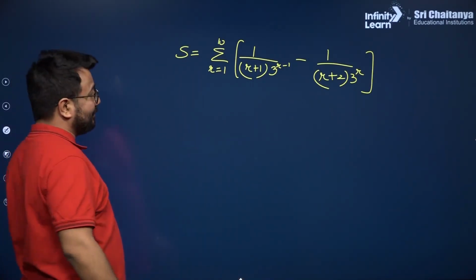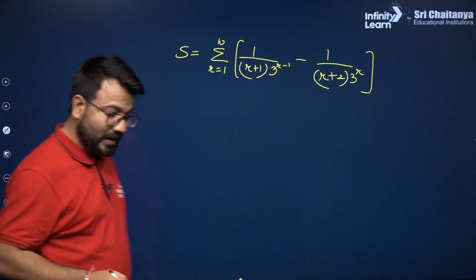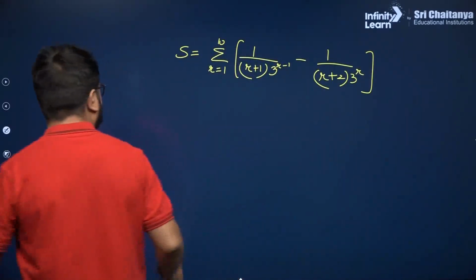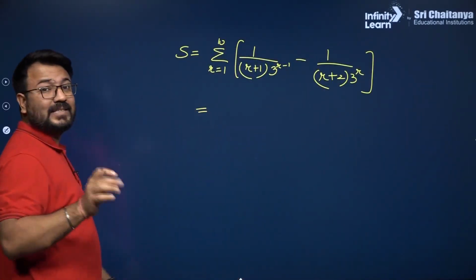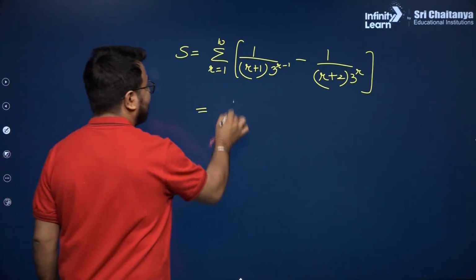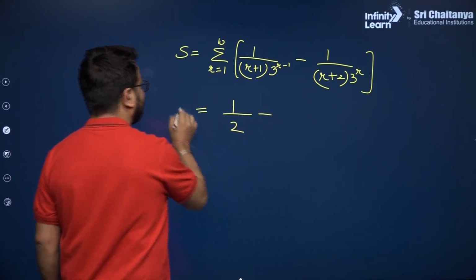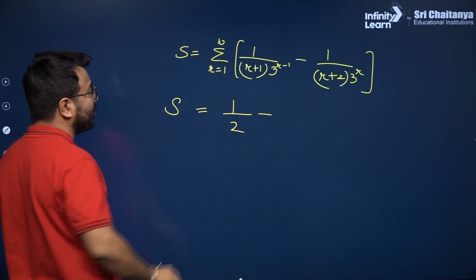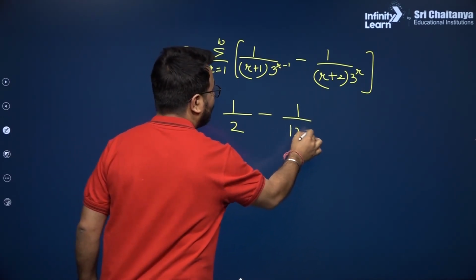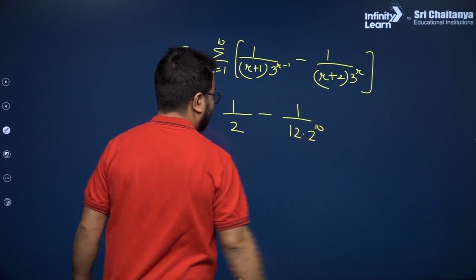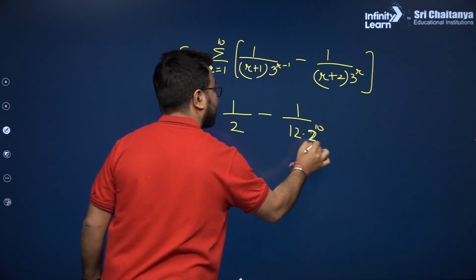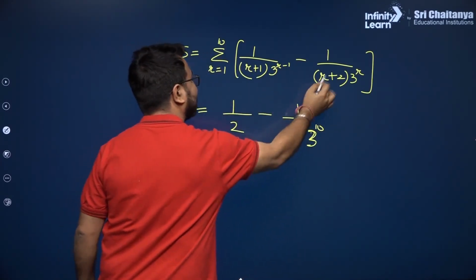Now I want to apply the summation. If I apply the summation, I'll put the value of r as 1, then r as 2, then 3, then 4, up till 10. So what I'll observe is that all the terms in between are getting cancelled, because this will become a telescopic series. And the only term left will be 1 upon 2, and here it will be 1 upon 12 times 3 raised to the power 10, because if I put the value of r as 10, 10 plus 2 will be 12.